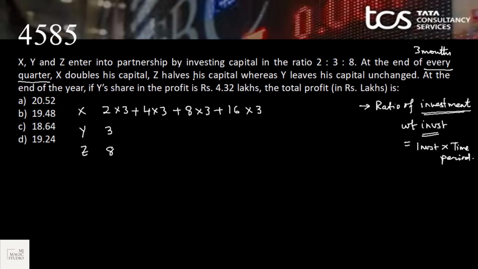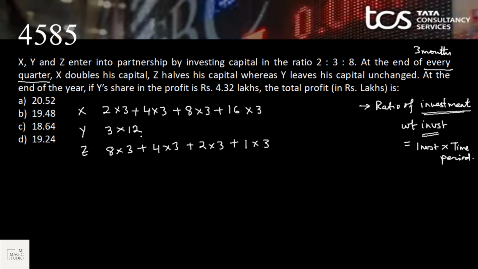Z halves his capital at the end of every 3 months. 8 is invested for 3 months, half of 8 is 4 for 3 months, half of 4 is 2 invested for 3 months, and half of 2 is 1 which is invested for the next 3 months, if I take 1 year into consideration. Whereas Y leaves his capital unchanged, so if we are taking 1 year into consideration, the weighted investment of Y will be 3 into 12.